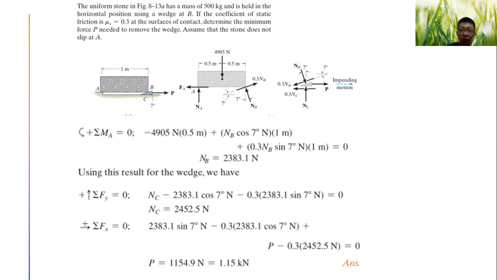Why is the 4905 negative? Since we perceive anti-clockwise as positive, and the 4905 is opposing the upward force of the anti-clockwise cycle, it will be negative. So we find x and y, and then we get P, and P equals 1.15 kilonewton. So it's just like this.